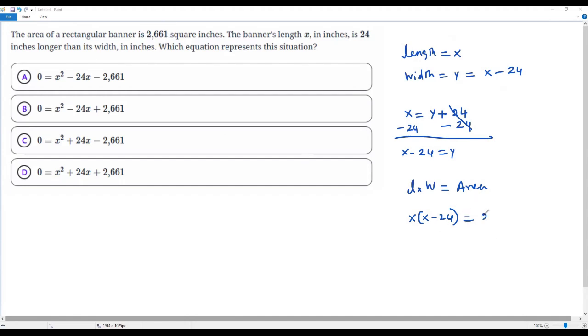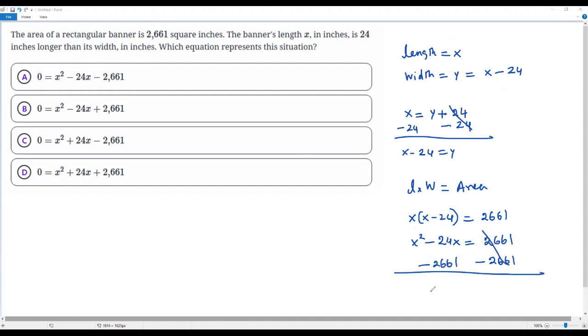Let me plug in this value for area over here. Okay, now we can distribute this x to this x and negative 24. Then we get x square and negative 24x equals 2661. Now let me subtract 2661 from both sides of this equation.